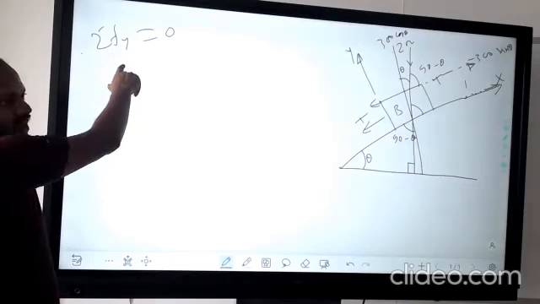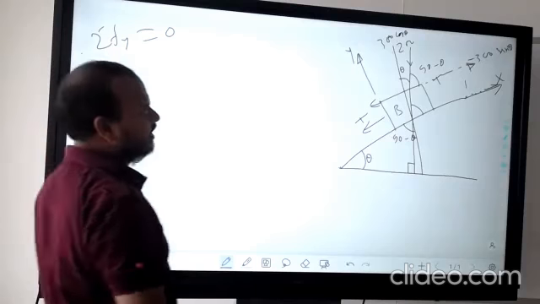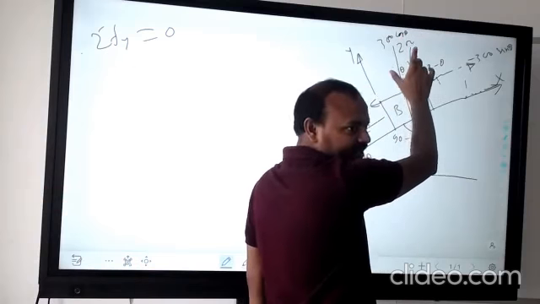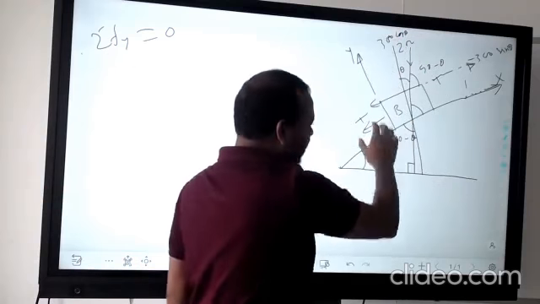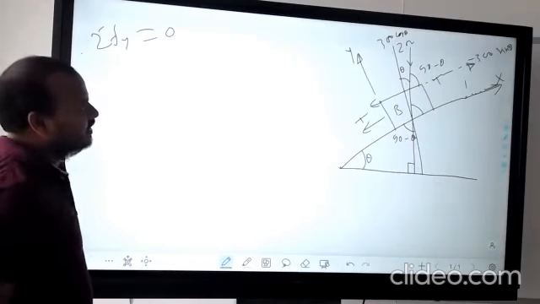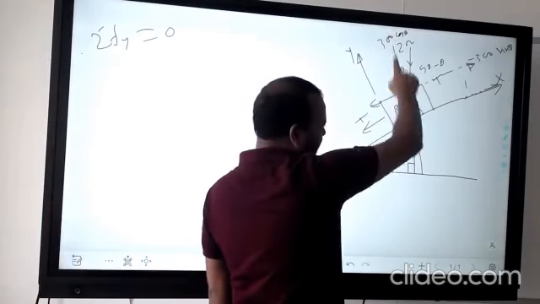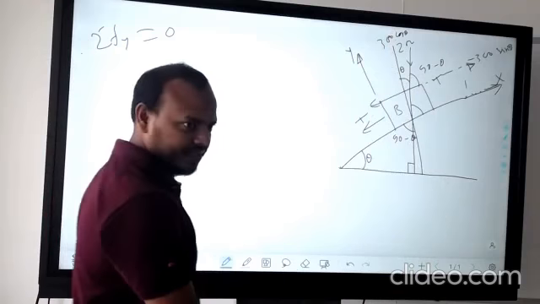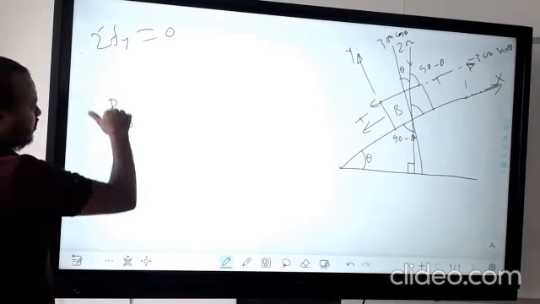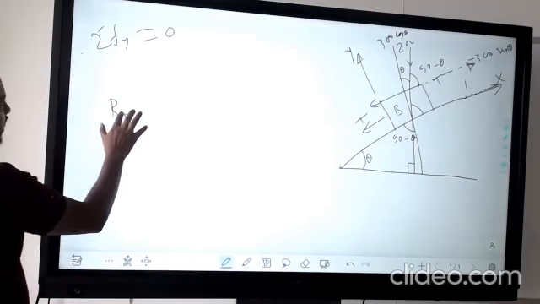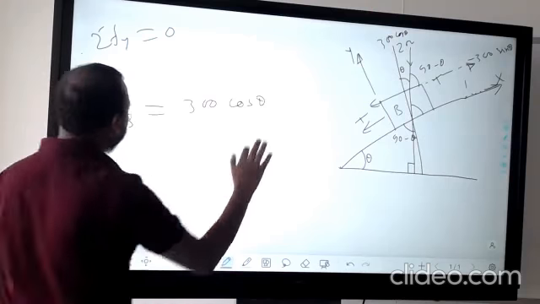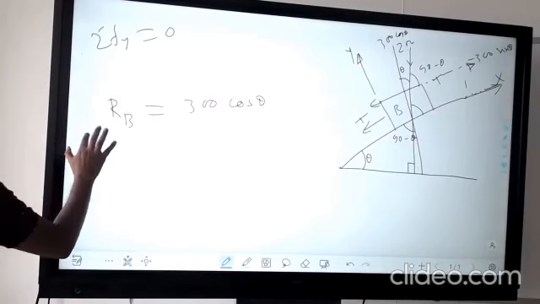See, in vertical direction, how many forces are there? So this is one force, 300 cos theta. Another force is which one? 300 cos theta is in the vertical direction. RB, let's say RB, the reactive force. So that is equal to 300 cos theta. So this is one equation. Okay. Now we can calculate F.